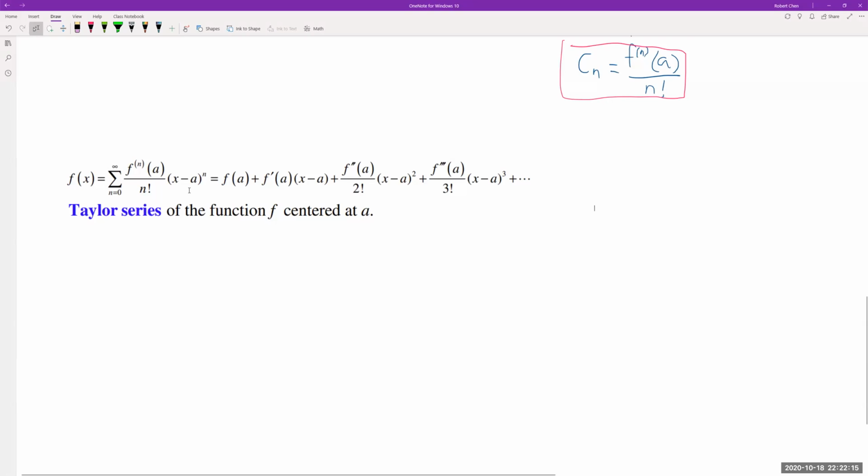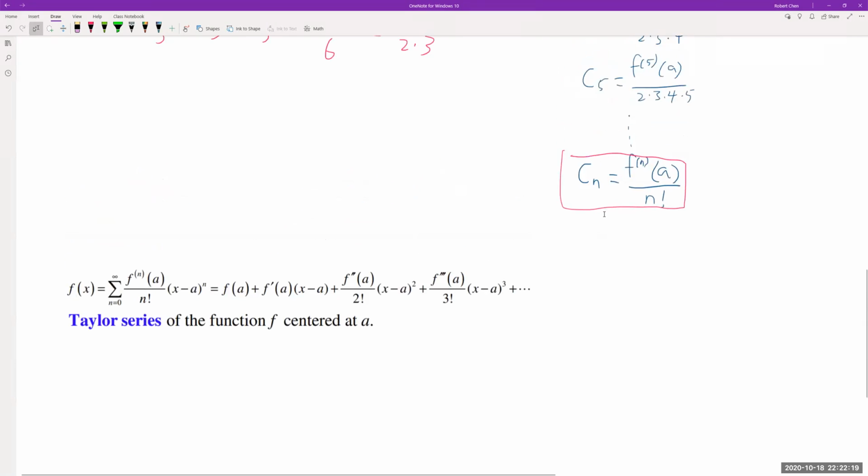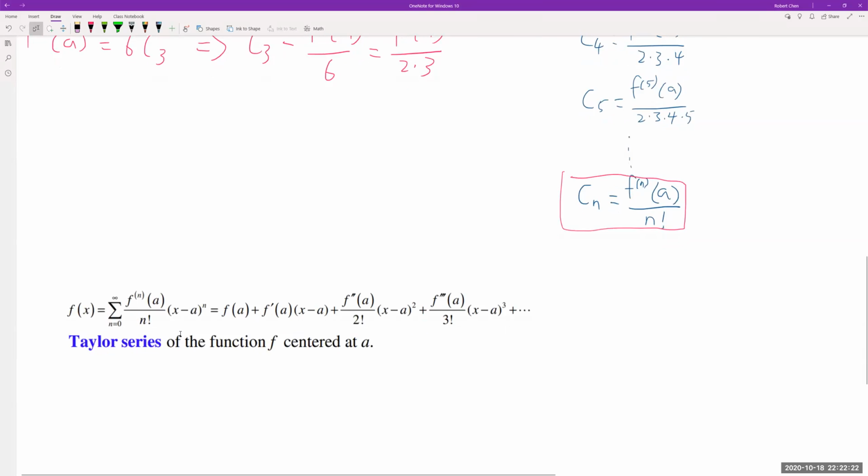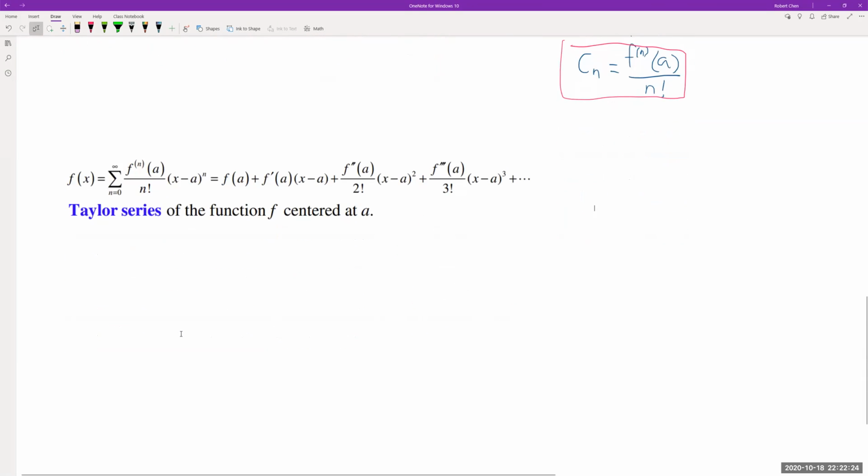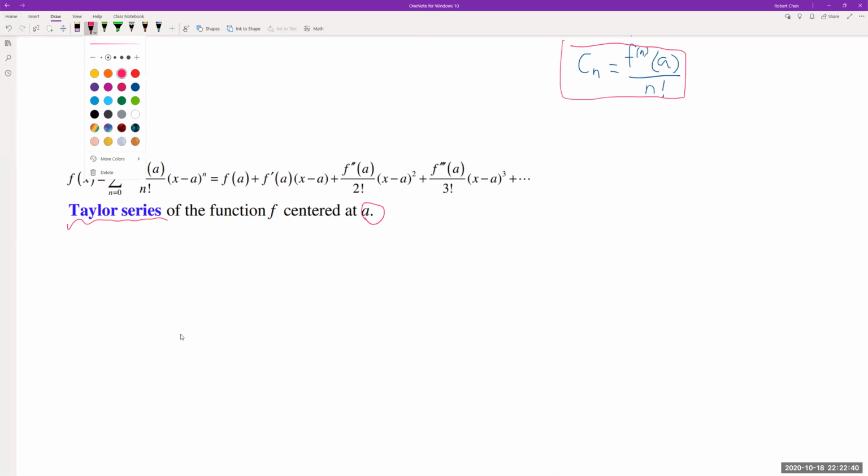Now we can actually rewrite the coefficients of the power series in this form, in the form of Cn using the formula. So when we have a series that is written in this way, this is called the Taylor series of the function centered at a. We're using a as our center, right? And that's the Taylor series of f centered at a. So the Taylor series is basically when we use this formula or this form to determine the coefficient.